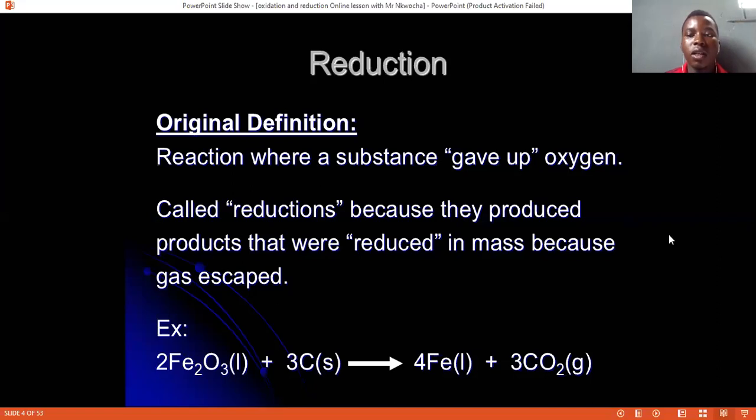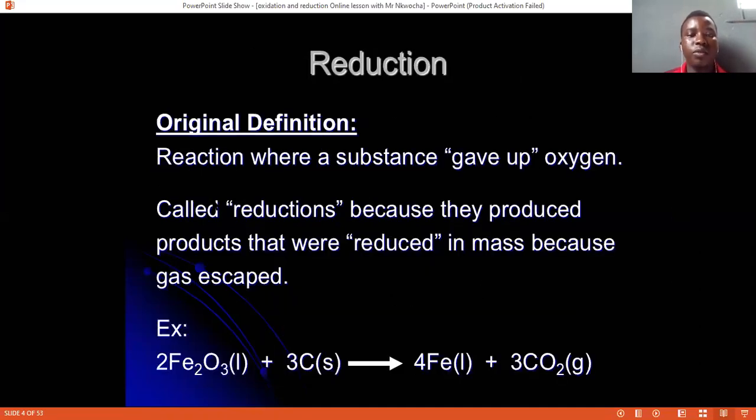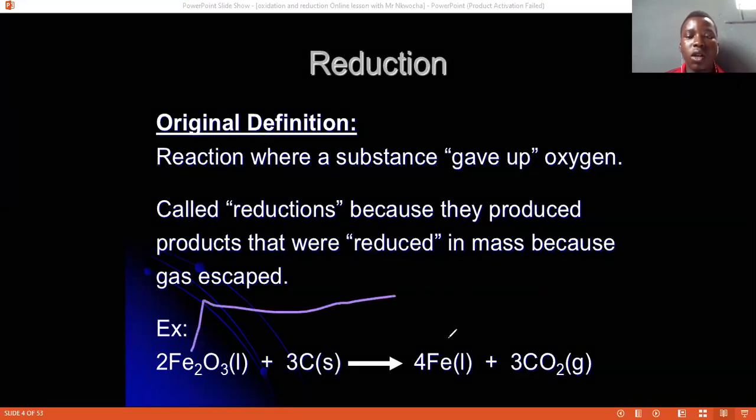You can also define oxidation and reduction in terms of hydrogen rather than oxygen transfer. Okay, look at this one. Same way, reduction, I think I've already described this. It's a reaction where a substance gave up oxygen, like here now. Our focus should be on iron III, Fe2O3. This iron III has given up its oxygen. So that means iron III has undergone what? Reduction. So look at it here, it has given away its oxygen.